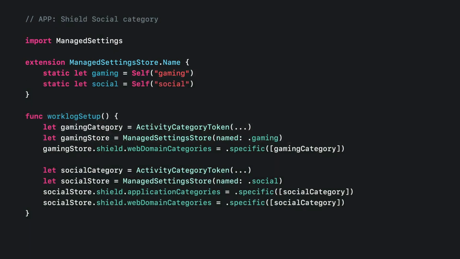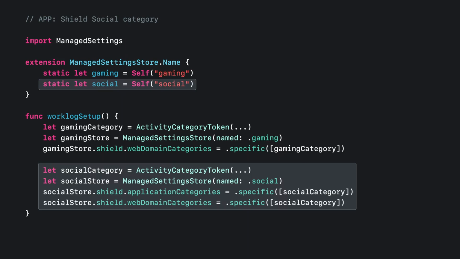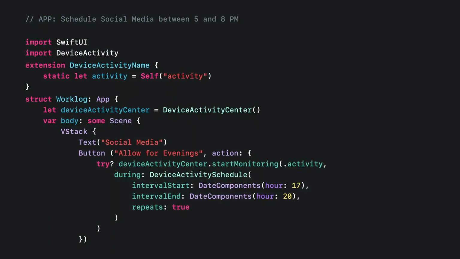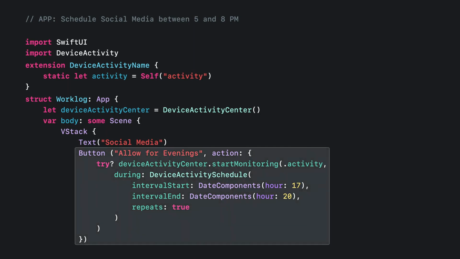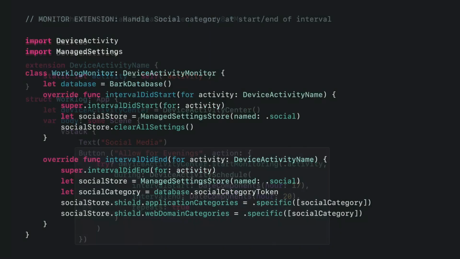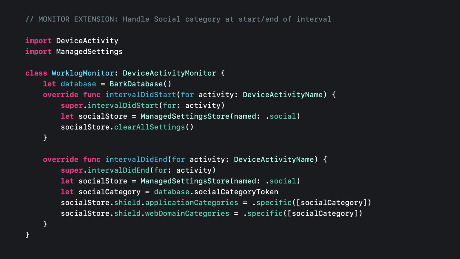WorkLog also has a store named Social, which shields social media apps and websites as soon as the app is launched for the first time. However, when using WorkLog, a NIA can click the Allow for Evenings button, which will create a device activity schedule that only allows social media between 5 and 8 p.m. Once it's 5 p.m., our device activity monitor unrestricts the corresponding named store. When the timing window ends at 8 p.m., we reapply restrictions to social media apps and websites on a NIA's device.